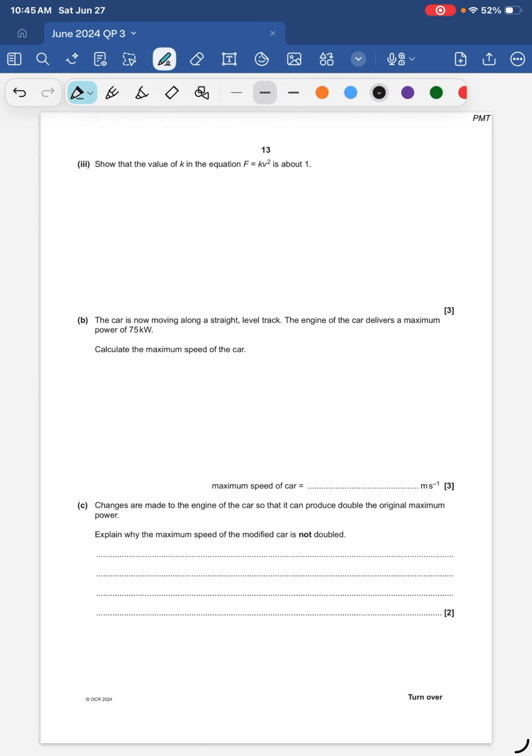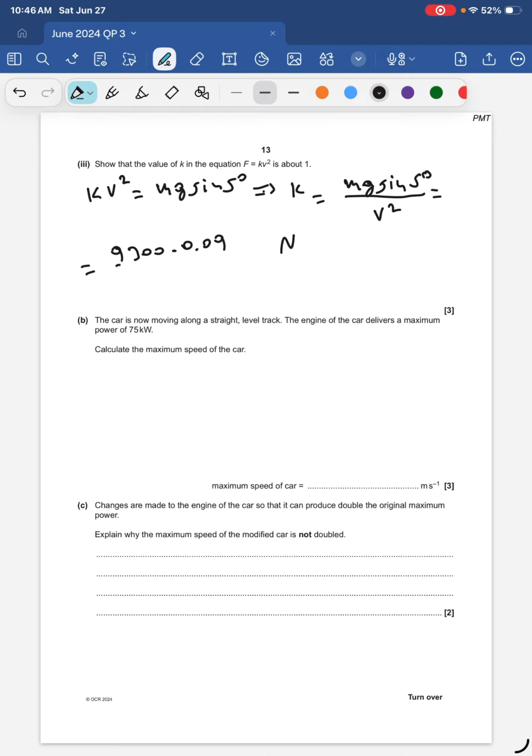3. Show that the value of k in the equation F equals kv squared is about 1. To do that, we will solve kv squared equals mg sine 5 degrees, and this equality becomes possible when v is maximum, and the maximum velocity is 30 meters per second, as we were told. So we can just solve for k. So k is mg sine of 5 degrees over v squared, right? So we have 930 newtons. That's the weight times 0.09, which is sine of 5.